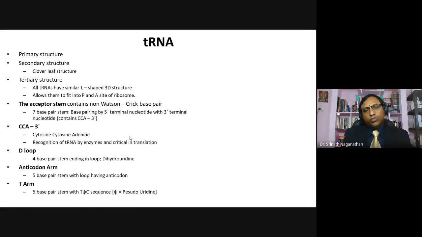in the translation process. The D-loop, when it is formed, has a 4 base pair stem ending in a loop, and it has dihydrouridine. The anticodon arm is for the recognition of the codon during the translation process. That is a 5 base pair stem with a loop having the anticodon. And the T arm is a 5 base pair stem with the T, psi, and C sequence, where psi is basically pseudouridine.